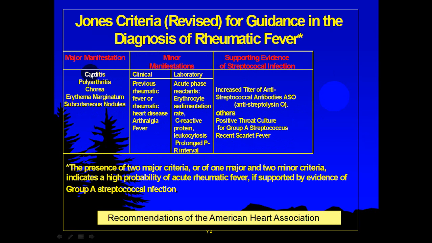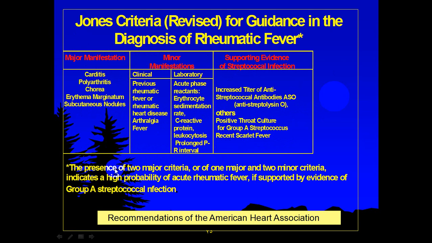Major criteria, as we said, are carditis, polyarthritis, chorea, erythema marginatum, and subcutaneous nodules, while minor criteria are divided into clinical and lab, as we said previously. Supportive evidence includes an increased titer of antistreptolysin or other antibodies, a positive throat culture for group A streptococcus, or recent scarlet fever.